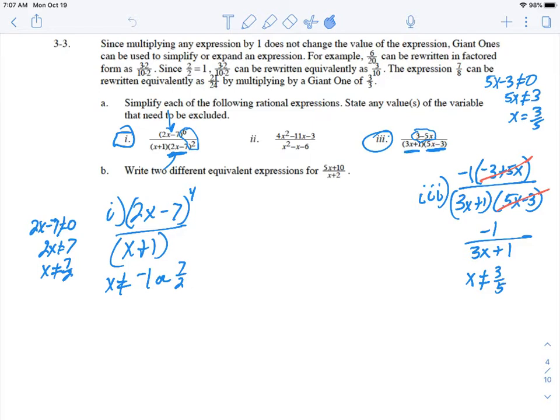And let's take 3x plus 1 and do the same thing. 3x plus 1 cannot equal 0. Subtract 1 from both sides. Divide by 3. x cannot equal -1/3.